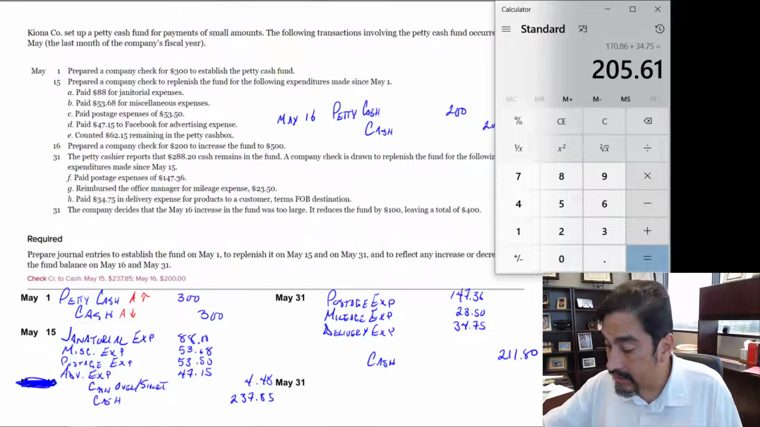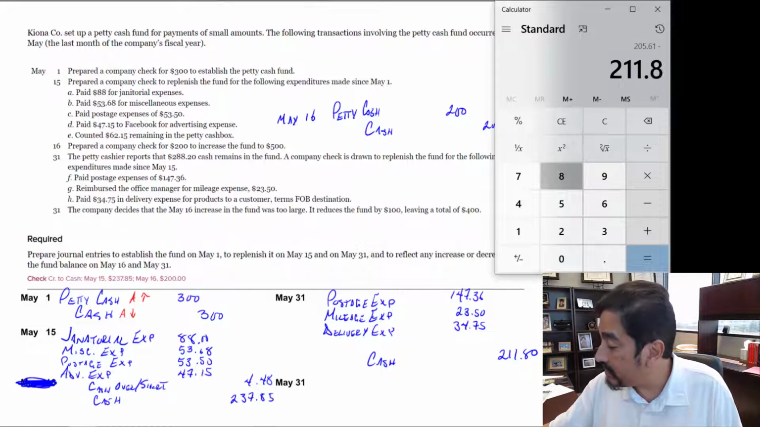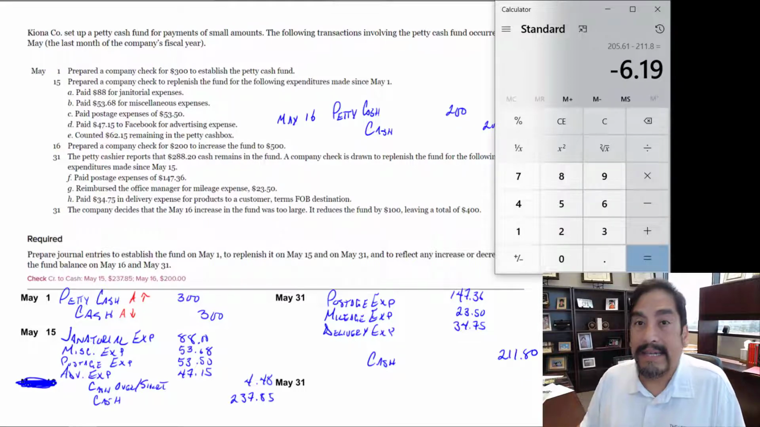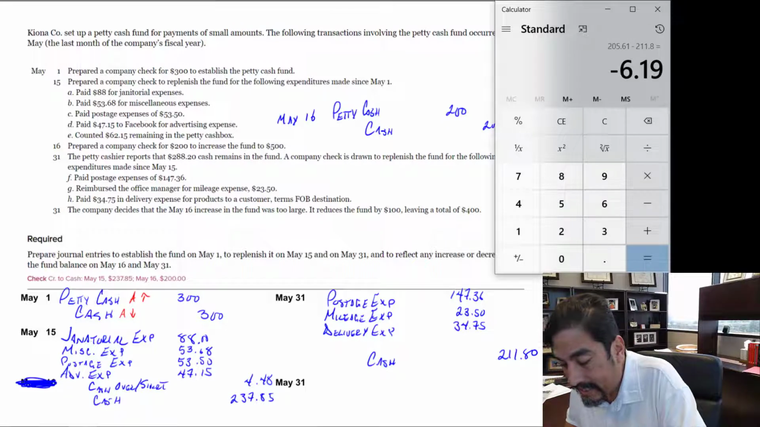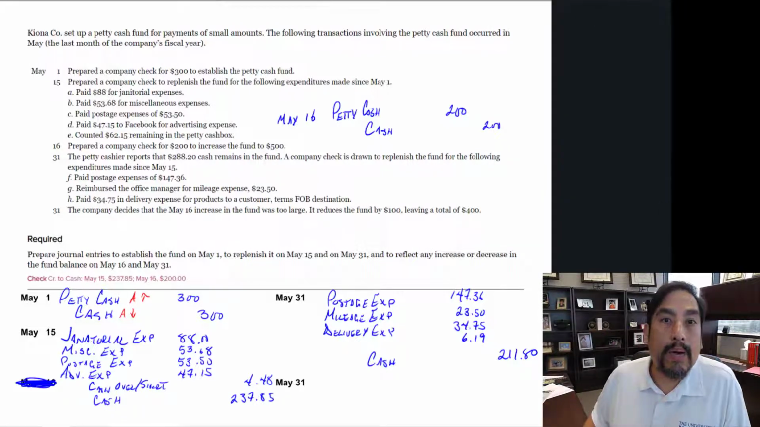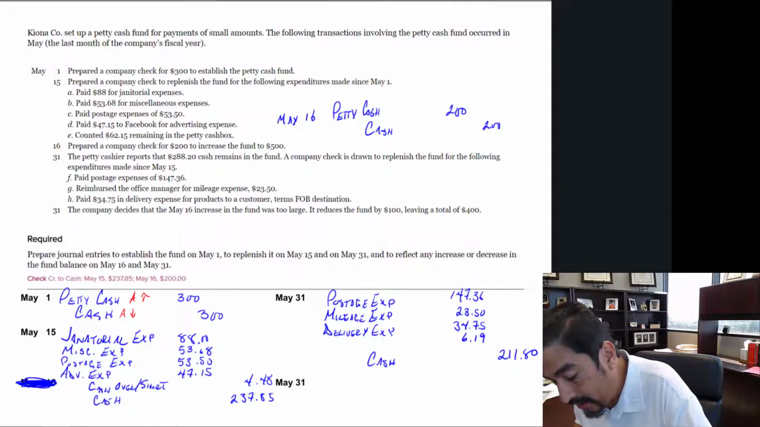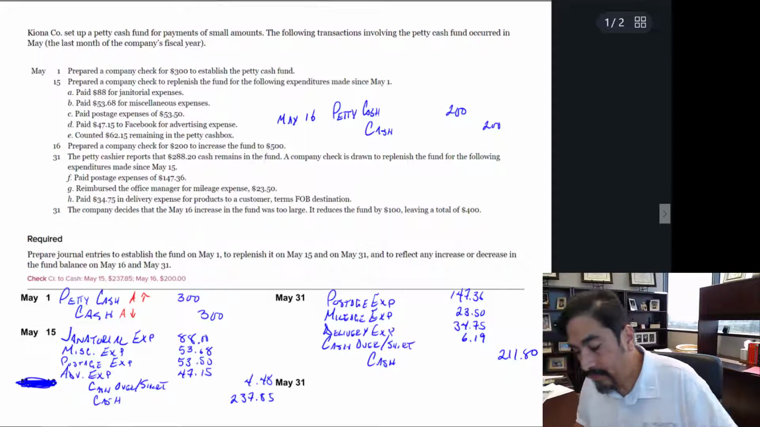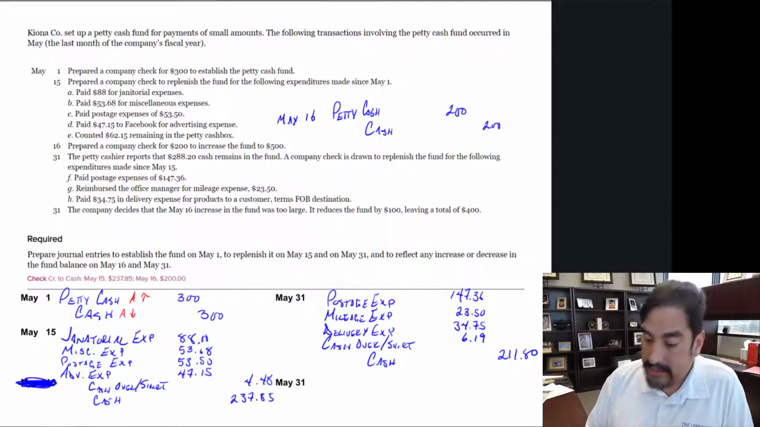So let's find out what that difference is. Minus 211.80, $6.19. Now I'm in balance, and we're going to call that cash over short. Now I'm in balance.